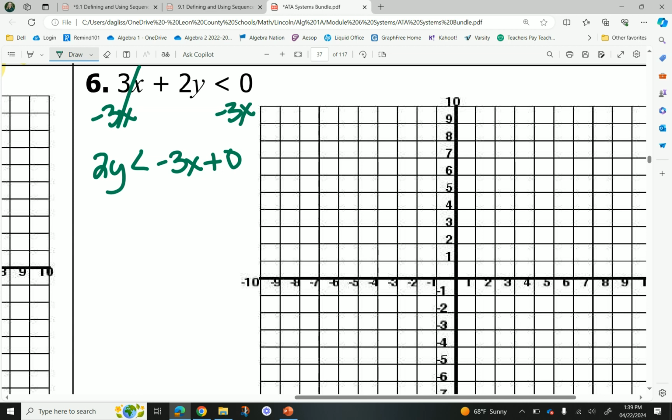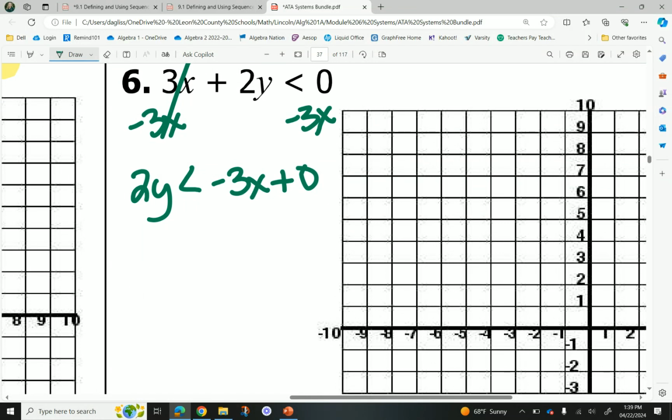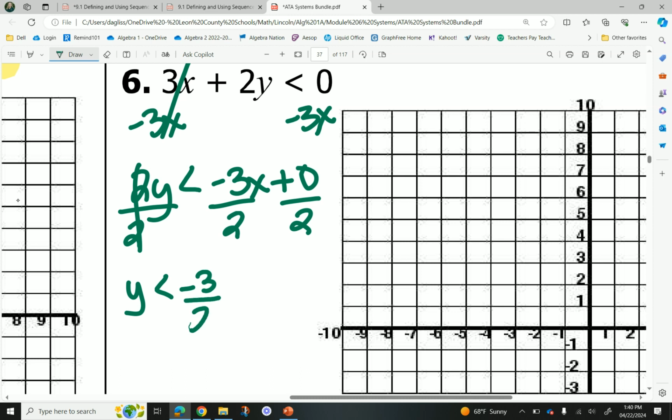Is y by itself? Nope, what do I have to do? Divide by 2. Divide it all by 2. Does my sign flip? No, we did not divide by a negative. Finally, the sign stays the way it is. So y is less than negative 3 over 2x. And then 0 divided by 2 is just 0, right? So if you want to put plus 0, go for it.